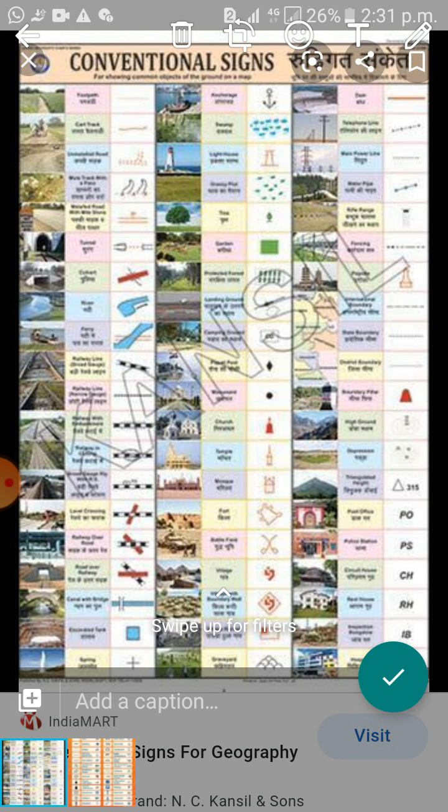These features are depicted with the help of symbols on the map. These symbols give a lot of information in a limited space. We can draw these symbols easily, and maps with these symbols can be drawn easily and are very easy to read.